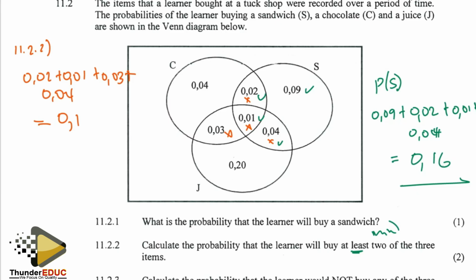0.01, 0.03 plus 0.02 plus 0.04. Why am I getting 1.1? Let me just do that again. 0.02 plus 0.01 plus 0.03 plus 0.04. How many items, say? Yeah, 4. Getting 0.1. Perfect. Okay.